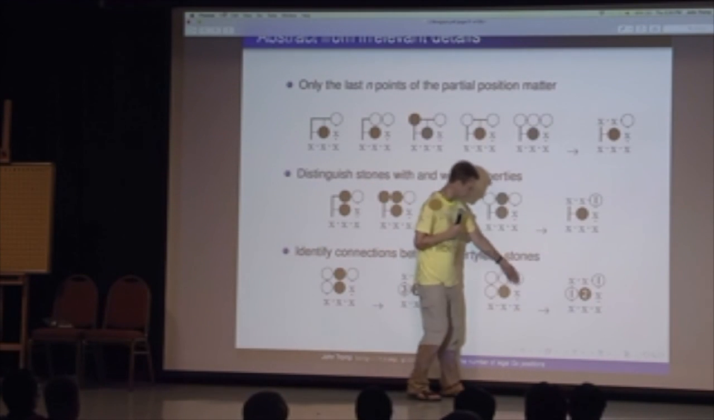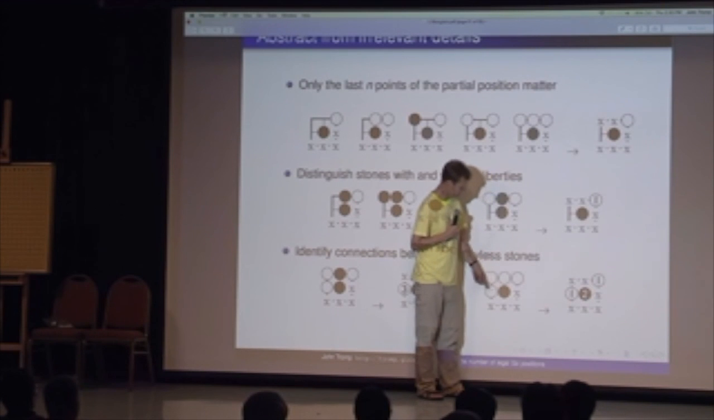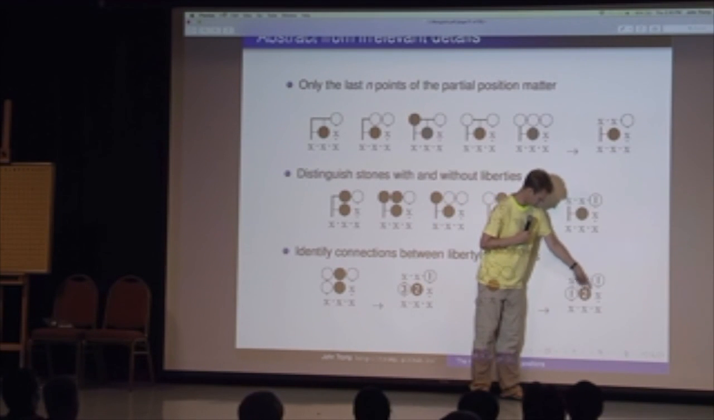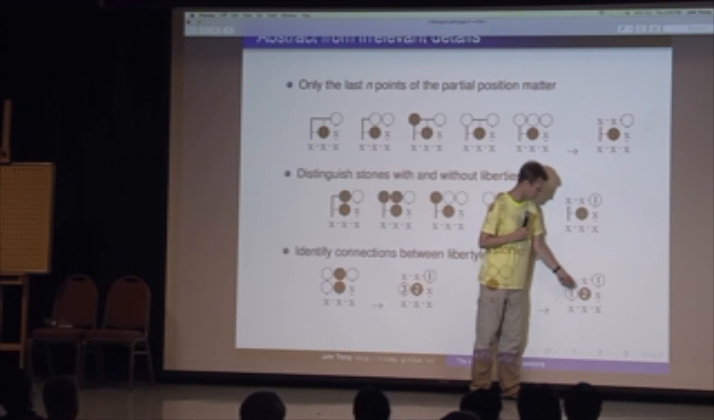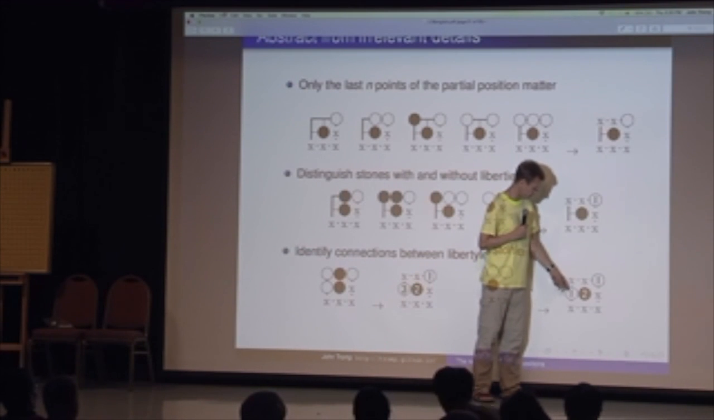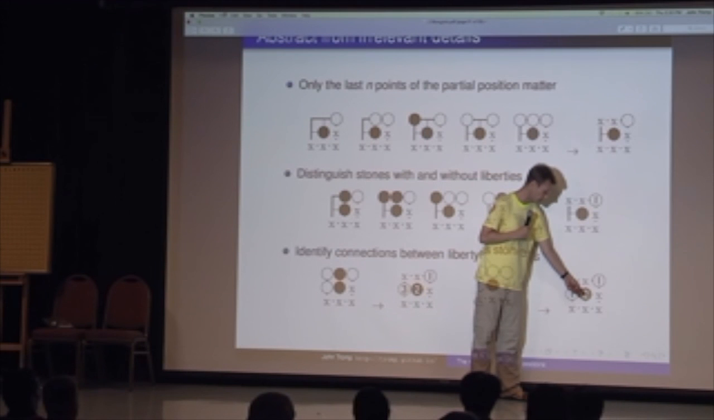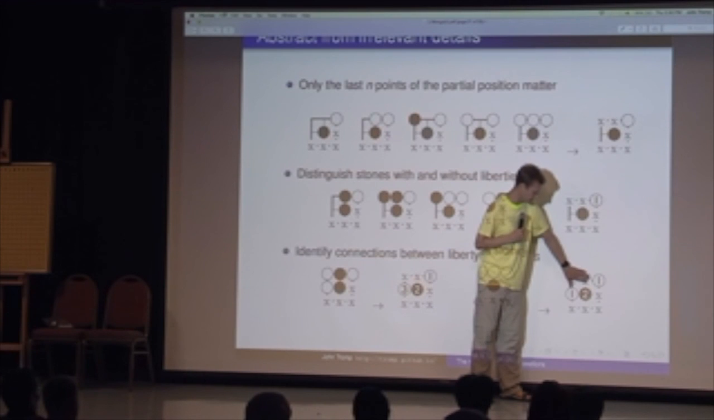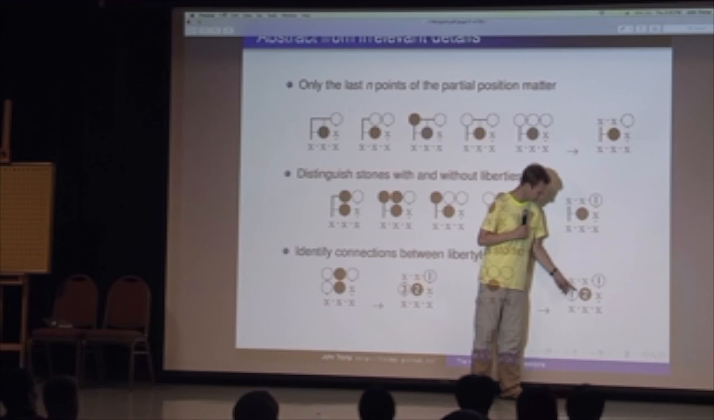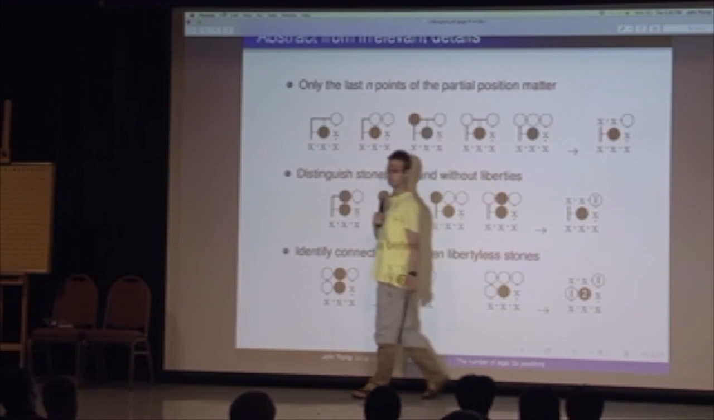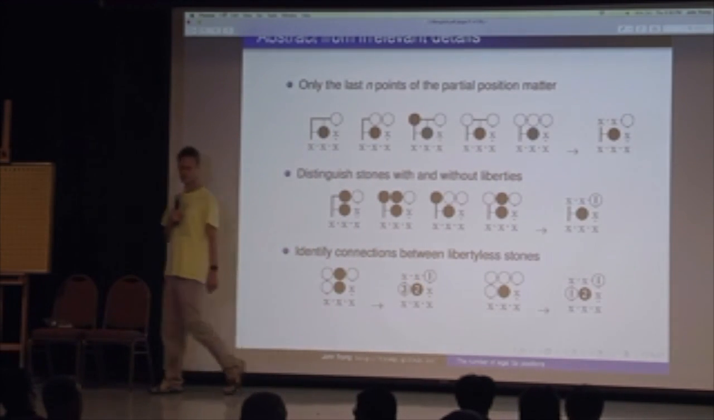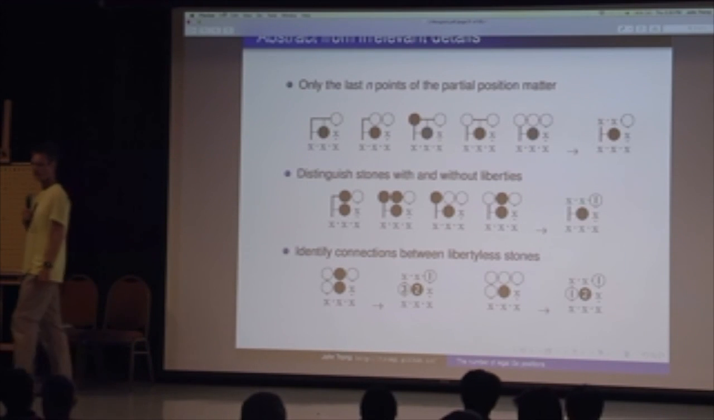So I'm abstracting this partial position into this abstracted version, where I just remember that the last 3 points of the partial position are a white stone without liberties, another white stone without liberties, and a black stone without liberties. And I'm remembering that in this part that I'm forgetting, there was a connection formed between these 2 white stones. They're part of the same string.